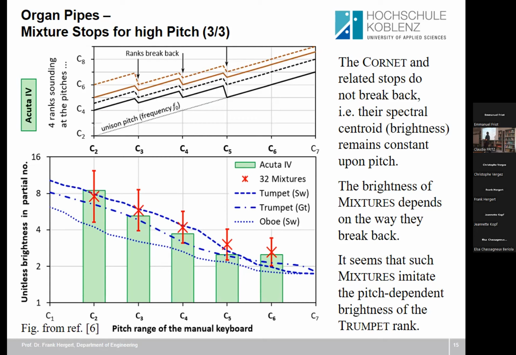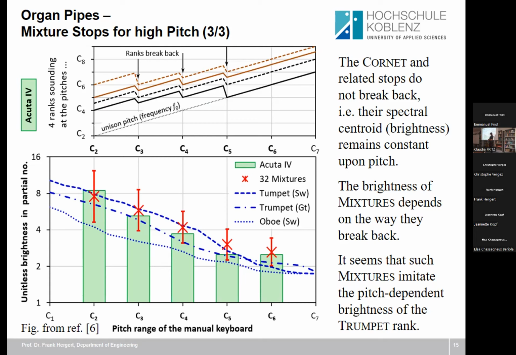And when I go up, for example, at C6, what would it sound there? I would press the key C6 and I would hear C6, C7, C8, and G7. So it's different compared to the lowest key. So it breaks back. These are these steps here. They break back. And if we plot the brightness at certain pitches, you see it steps down.